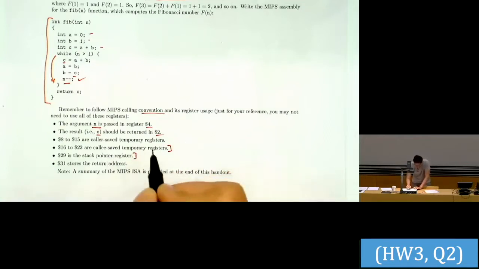Then we have the stack pointer. We're going to need the stack pointer, as you might remember, to save the temporary registers. And we also need one return address because, as you remember, every time that we call a subroutine, we call a function, we need to store the return address somewhere, and the return address is the return program counter, and this is typically stored in register 31.